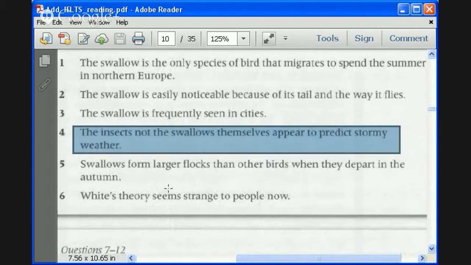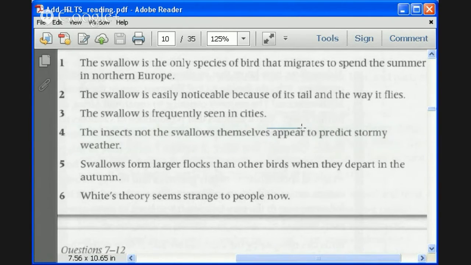I'm going to say this is true, because I have very similar sounding verbs that express the fact that the insects are the ones who are reacting to weather. Changes in barometric pressure, that means changing weather. So changes in barometric pressure and predicting stormy weather, those match. Appear, seem to be, those match. The insects is an exact fit. So I'm saying that's true.